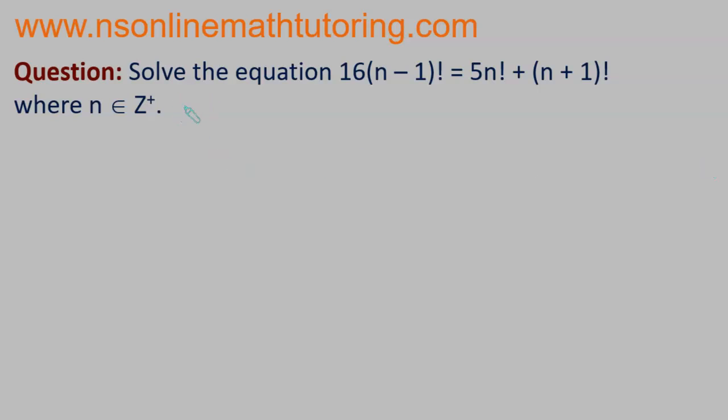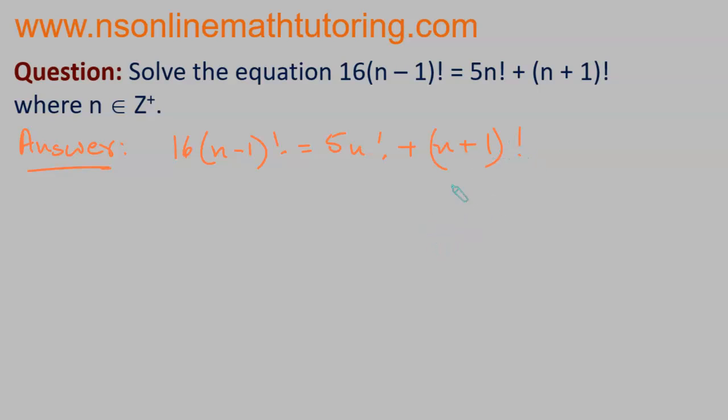Now the first question says, solve the equation 16 times (n minus 1) factorial equals 5 n factorial plus (n plus 1) factorial, where n belongs to the set of positive integers. So let's start with our answer. So 16 times (n minus 1) factorial is equal to 5 n factorial plus (n plus 1) factorial.